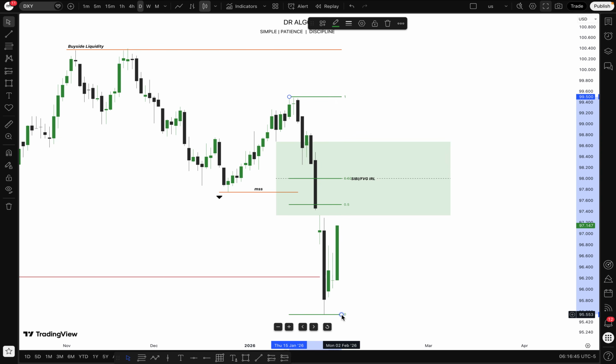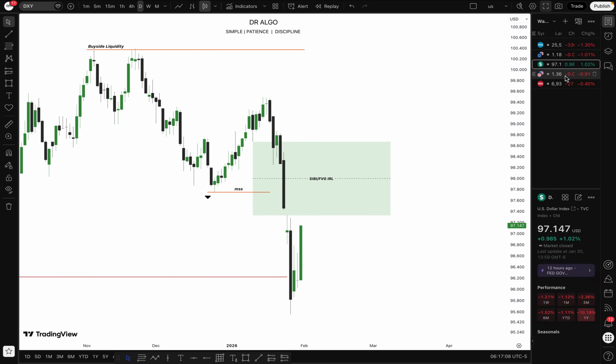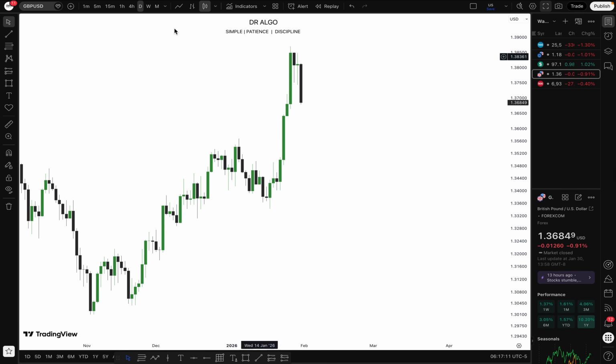So based on DXY, weekly time frame and daily time frame, this is our bias, and this is what we are expecting to happen. Since DXY is going to be bullish, then what we are expecting on the GU, because they are correlated? GU and EU will be expecting what? Selling. Okay. So now let's go to GBPUSD and see what we have.